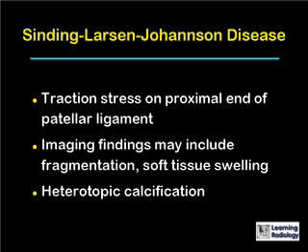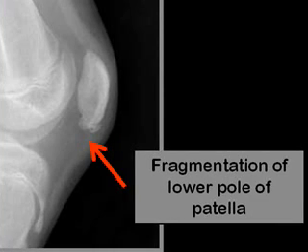This is an example of Sinding-Larsen-Johansson disease in which there is fragmentation of the lower pole of the patella. This would look radiographically identical to a patella with multiple ossification centers, but the presence of pain and tenderness in this region would identify it clinically as Sinding-Larsen-Johansson disease.